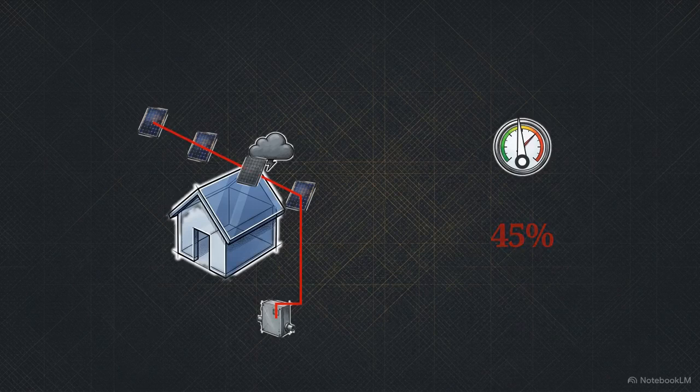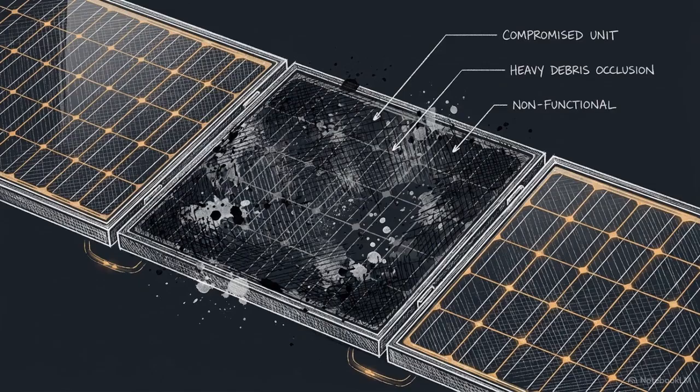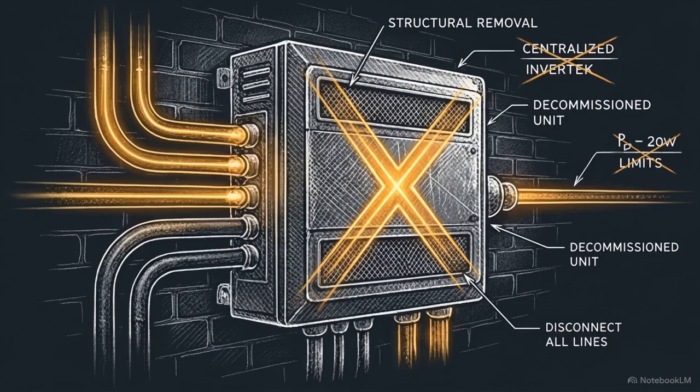A shadow covering a mere 5% of a single panel's surface area can trigger a massive, disproportionate loss of power across the entire array. A centralized architecture ties the maximum potential of the entire system to its weakest performing component at any given second. The solution is to remove the central box entirely.